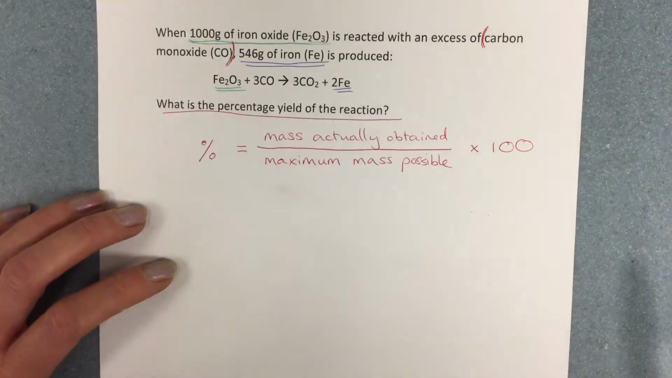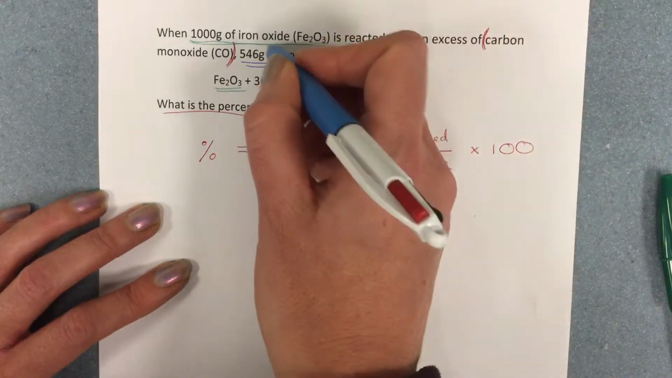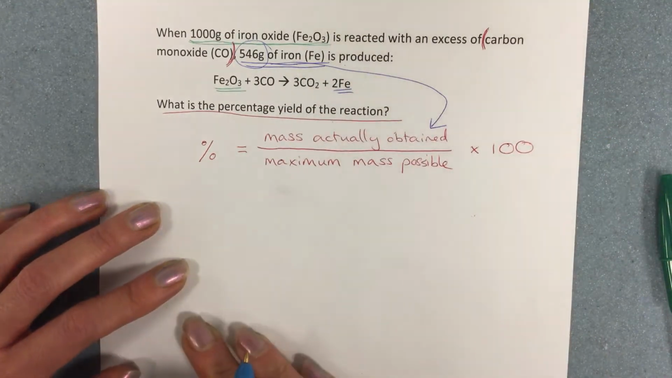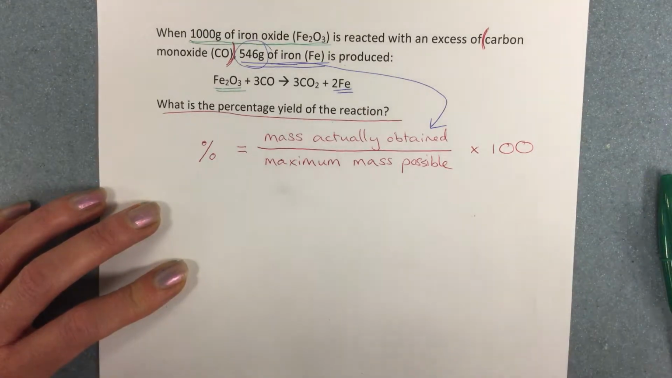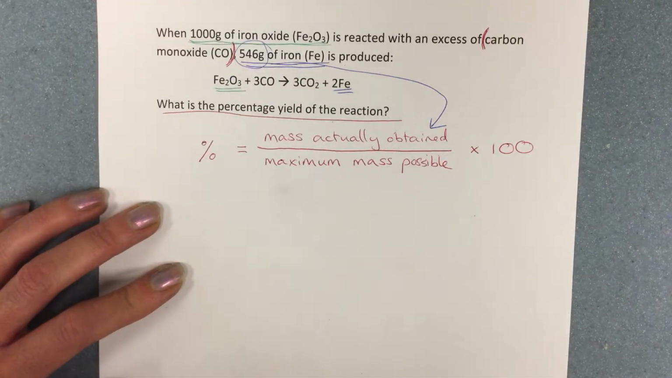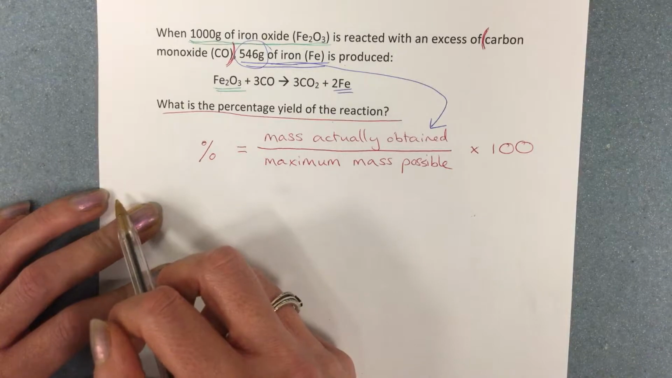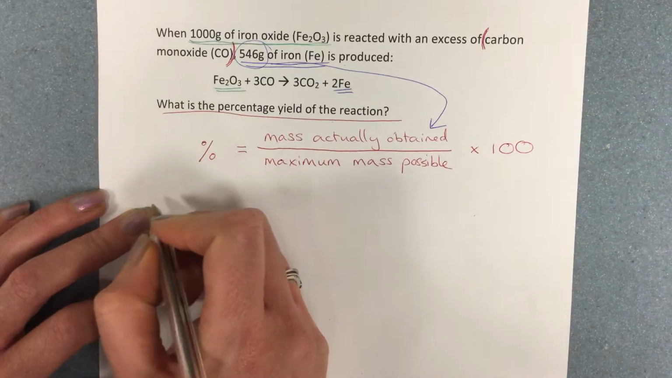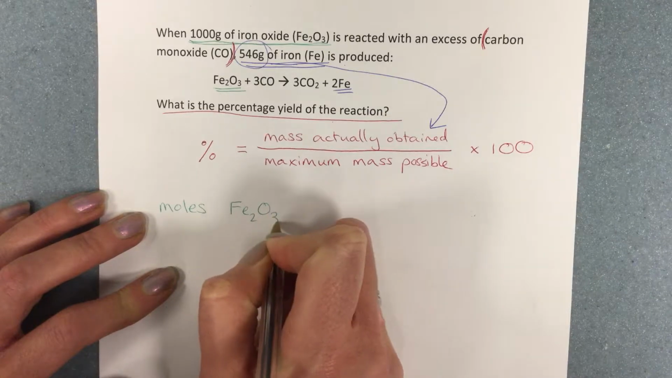Okay, so what we need to work out, we've actually got one of these things already. Mass actually obtained is here. That says it's produced. So that already goes in that part of the equation. So what I need to work out is this thing on the bottom, and that's going to be the case for pretty much any percentage yield question. I need to work out what is the maximum mass possible. So I do that just like I do any other mole calculation. I've got mass in grams of iron oxide, so I can do a mole calculation to work out the moles of Fe2O3.